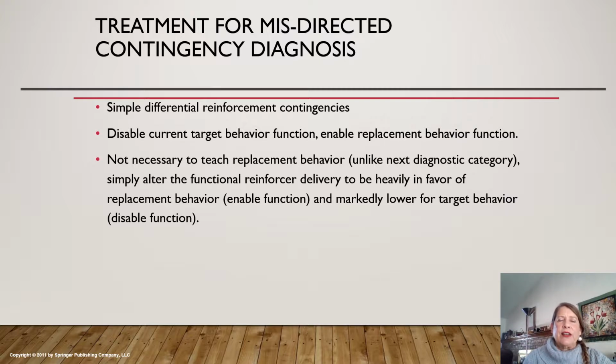So there is going to have to be almost like a chain interruption. You're going to have to redirect that old behavior that's gotten accidentally reinforced. So in this case, with a misdirected contingency, you don't have to teach the replacement behavior. It was already there. You saw it happen. It just didn't get reinforced. There was no reason why that child should continue the targeted behavior, because nothing happens when you do the right thing.